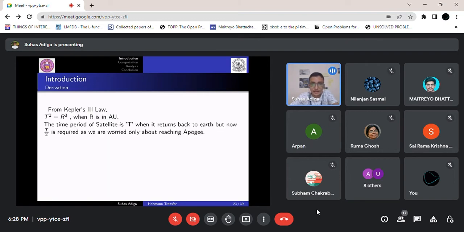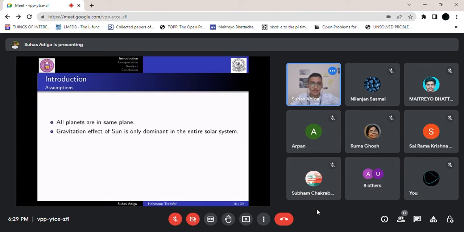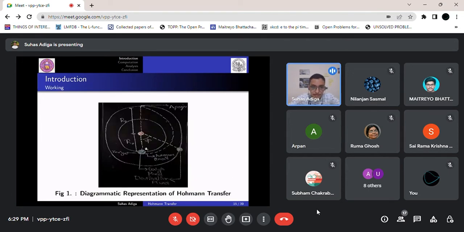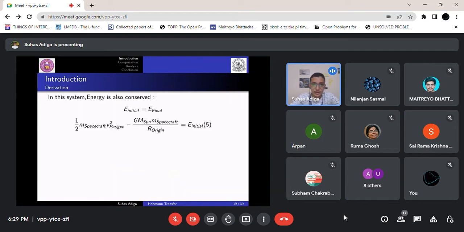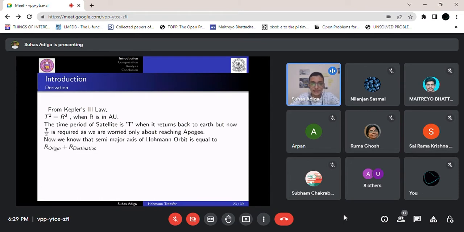I can clearly say that if I have to reach apogee, the time period of my satellite will be T by 2. And now we know that the semi-major axis of the Hohmann orbit is equal to r origin plus r destination. See, in this picture, this is my Hohmann orbit, right? And this is my semi-major axis. The semi-major axis is r origin plus r destination, and this is equal to 2a, right? So I can say a is equal to r origin plus r destination by 2. This is like the radius. You can assume that semi-major axis is this, right?